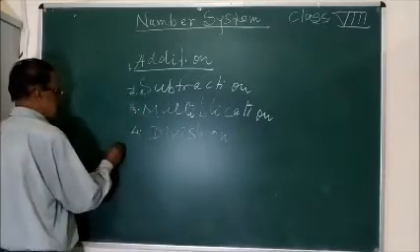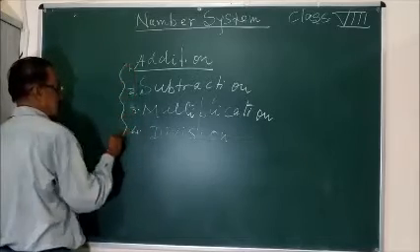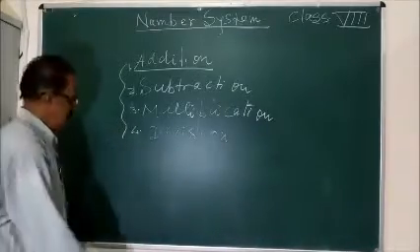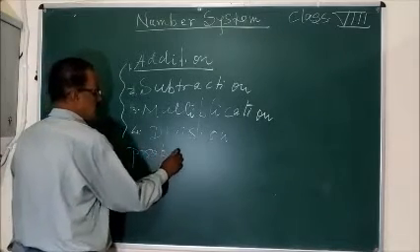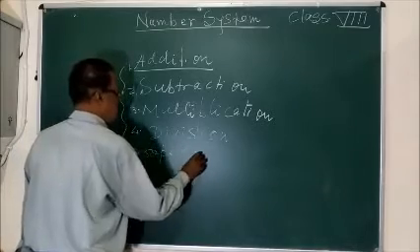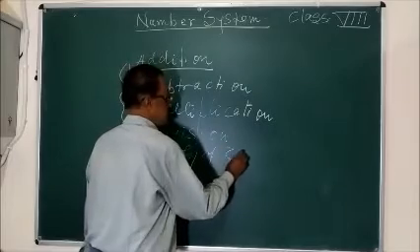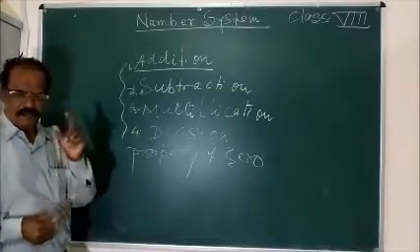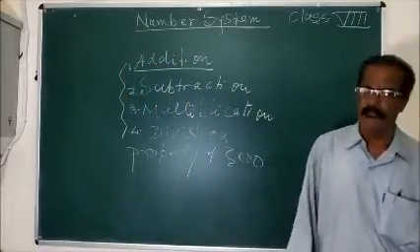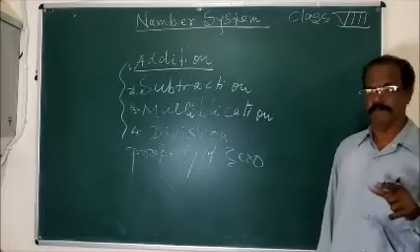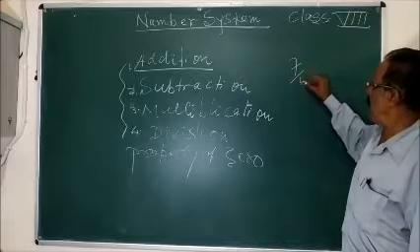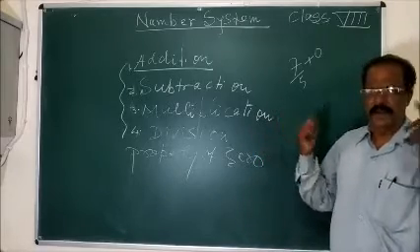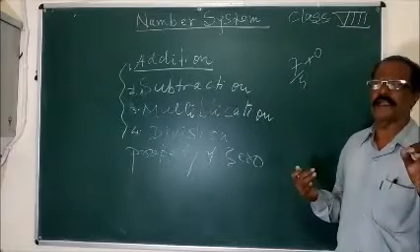Before coming to the operation, I would like to explain the property of zero. Property of zero: if zero is added to any rational number, the result remains the same. For example, 7 upon 5 plus 0. If nothing is added, it is very clear, no value is changed. This is the property of 0.